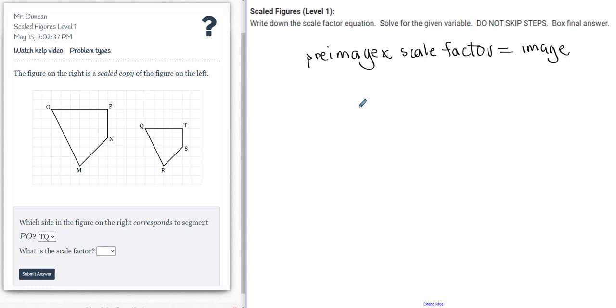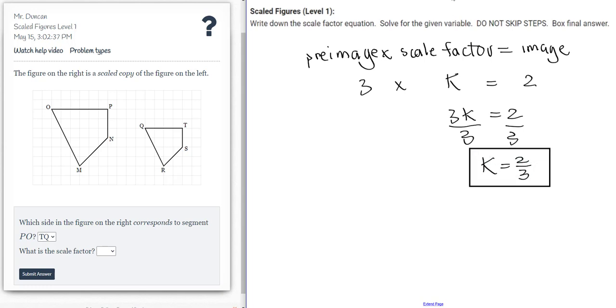So this has a length of 1, 2, 3. So 3 multiplied by K equals, well, the corresponding length, P to N, would correspond to T to S, and T to S, that's 2. So that would simplify to 3K is equal to 2. And then we'll divide by 3 on each side. And so we'd find out that our K value is 2/3. And then again, notice that 2/3, that's less than the number 1, so obviously this is a reduction. So I'm going to come over here, I'm going to show you that it's going to be 2/3.